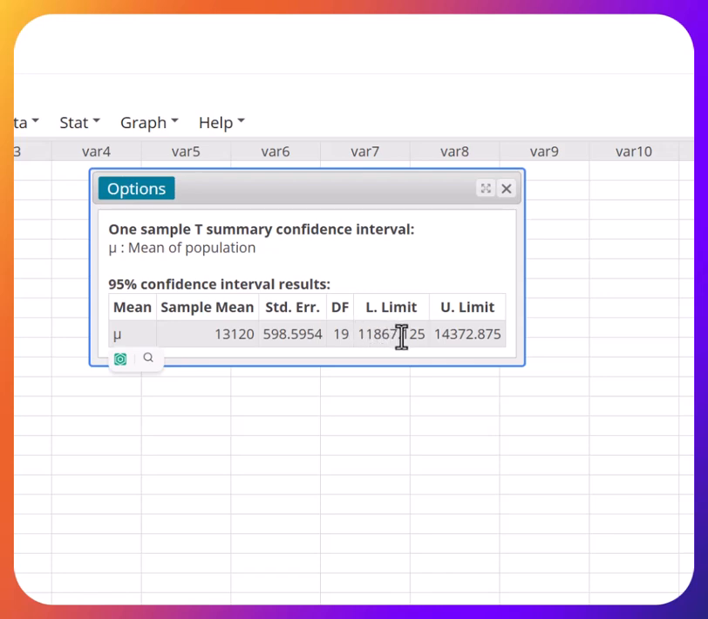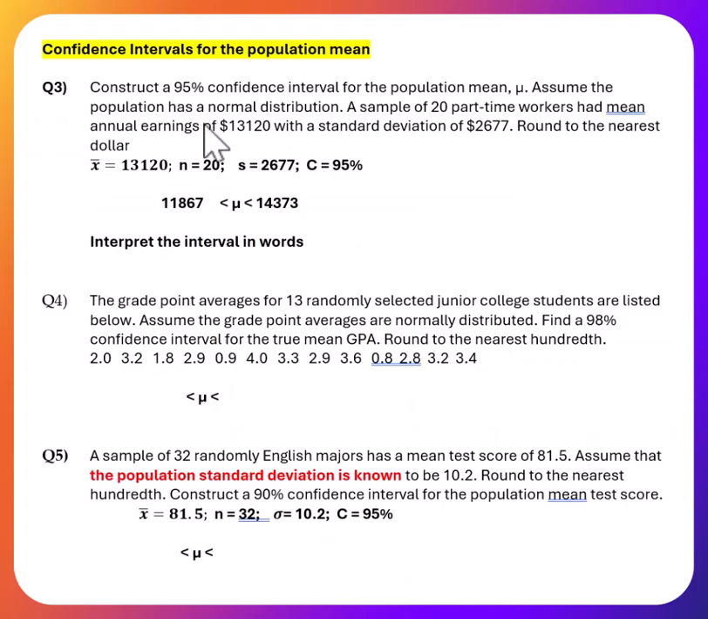He says round to the nearest dollar. So it's going to be 11,867 and 14,373. So let me write it down. So the confidence interval is the following. The mean is between $11,867 and $14,373. How do you interpret the answer in words?